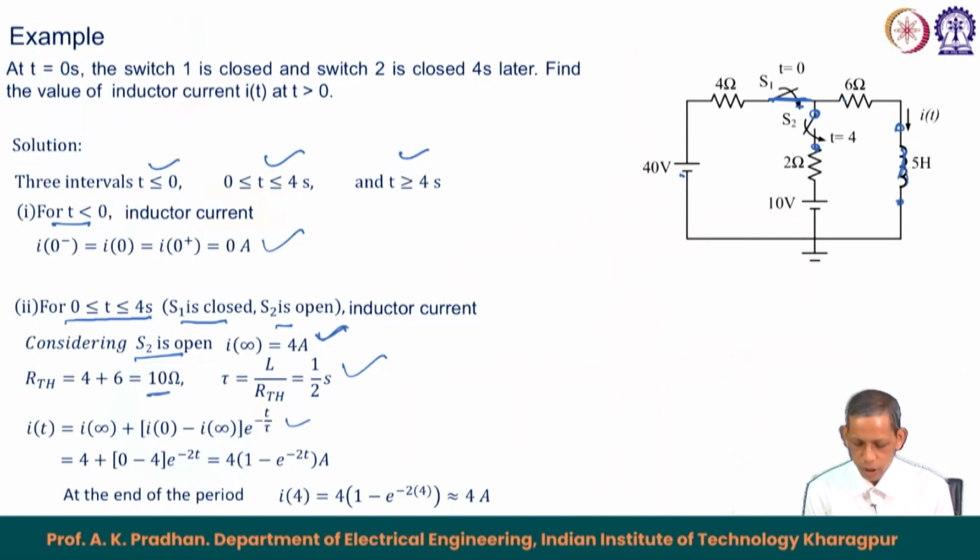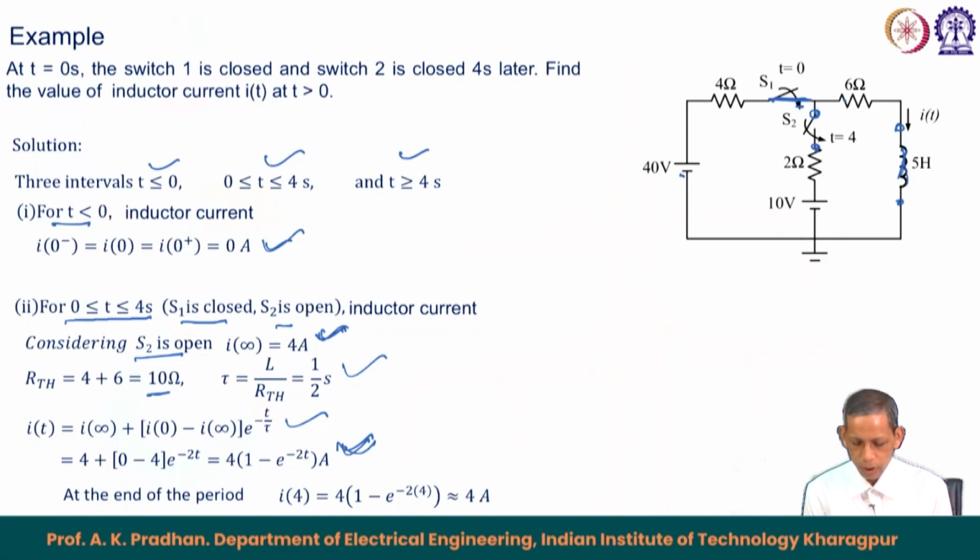Now, you can use the expression I(t) equals I infinity plus (I naught minus I infinity) e to the minus t by tau, and substitute I infinity equals 4 and I naught equals 0 ampere. So, we got the expression I(t) equals 4 times (1 minus e to the power minus 2t) ampere. Now, this expression is valid till 4 seconds, because at 4 seconds the second switch will be closed.